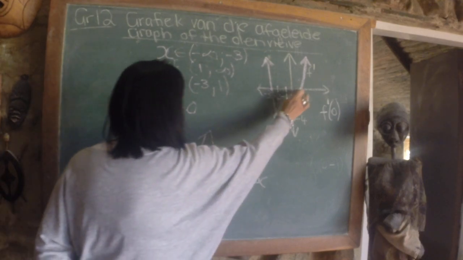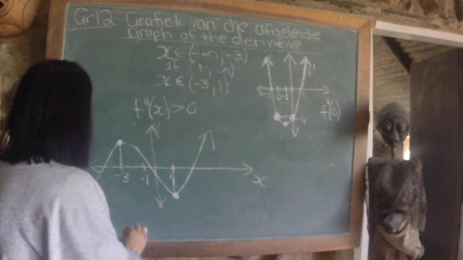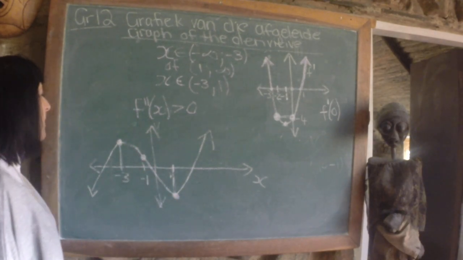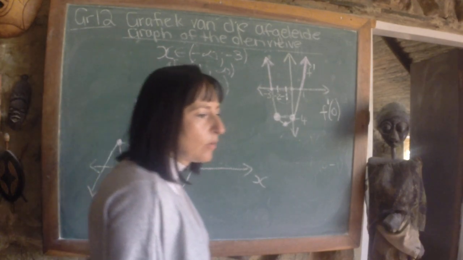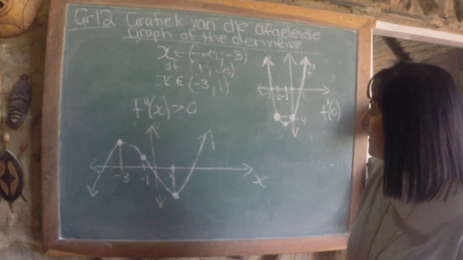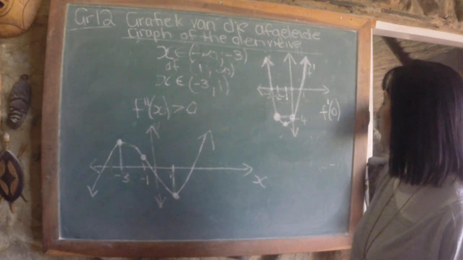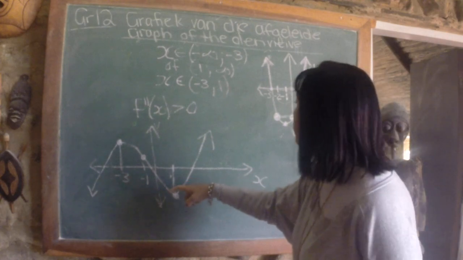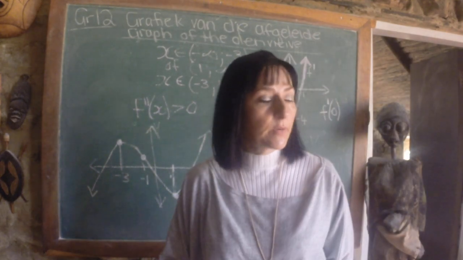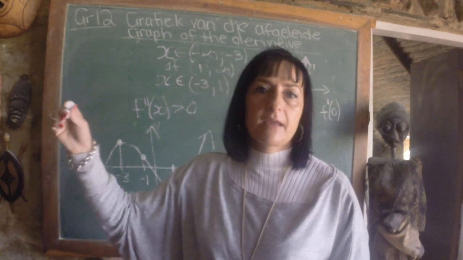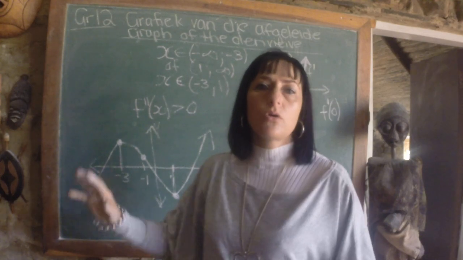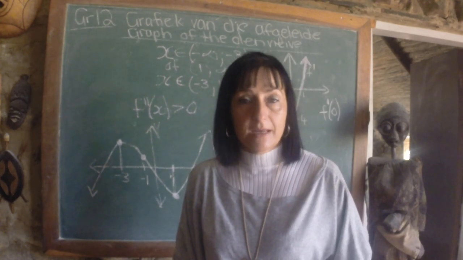Daar's my x-afsnitte, 1 en -3. Dis nou my stasionêre punte. Hier by -1 is my infleksiepunt of my buigpunt. En dis al wat ek nodig het om in te teken. And voila, I've drawn my function from my picture of my derivative. Graad 12, hierdie kry ons baie, waar jy die omgekeerde kry. Jy kry jou afgeleide prentjie en jy moet jou oorspronklike funksie teken. Kom ons gaan oefen dit goed en dan sien ek vir julle môre.